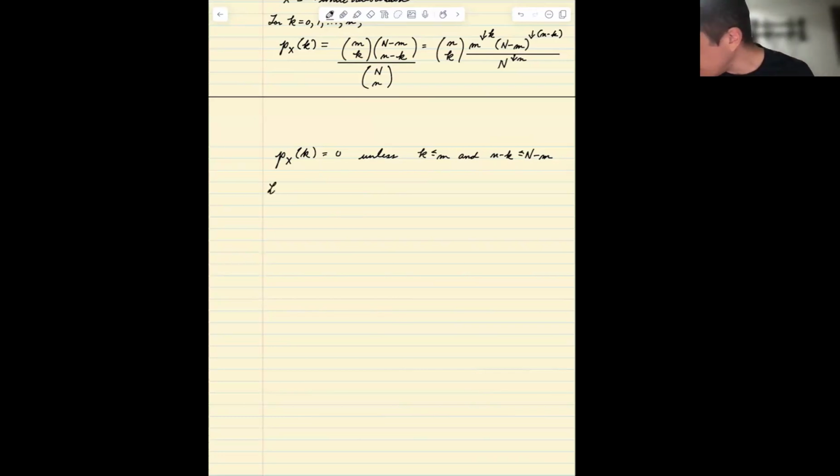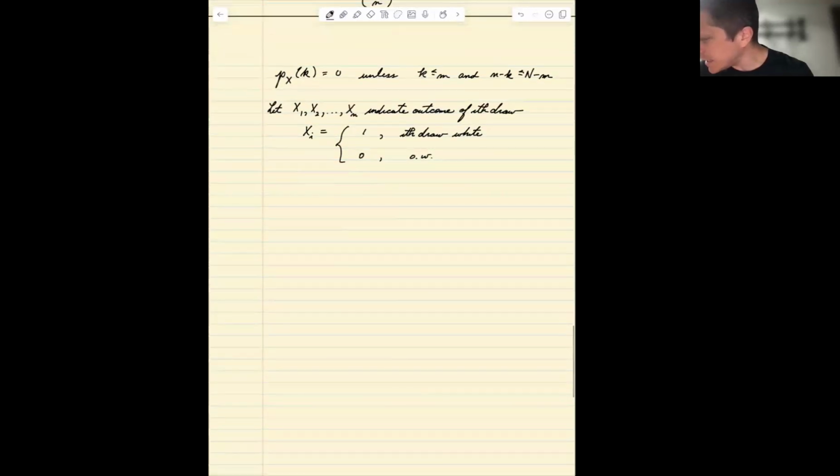So let X1, X2, etc., up to Xn indicate the outcome of the ith draw. Xi is equal to 1 if the ith draw is white, and 0 otherwise. Then the random variable we're interested in, X, the total number of white balls, can be written as the sum of these Xi's. Now, importantly, remember, we've seen something like this before in the binomial distribution, where X was written as a sum of independent Bernoullis.